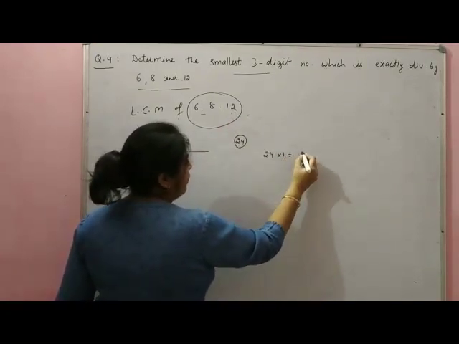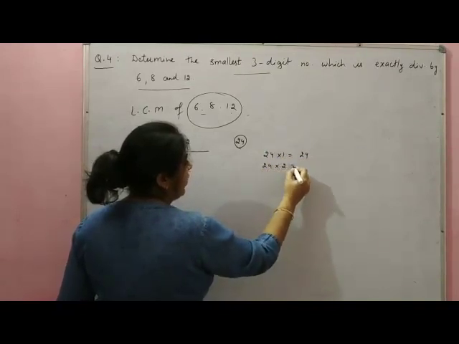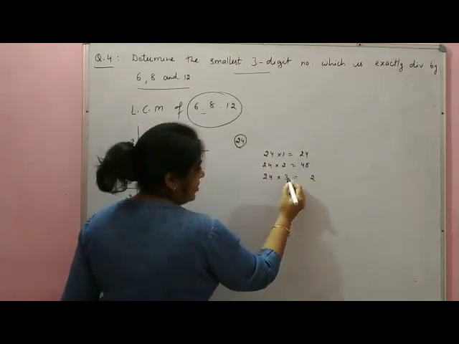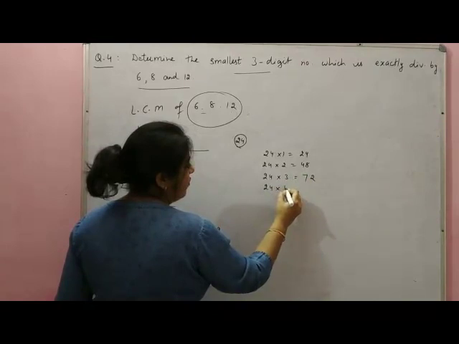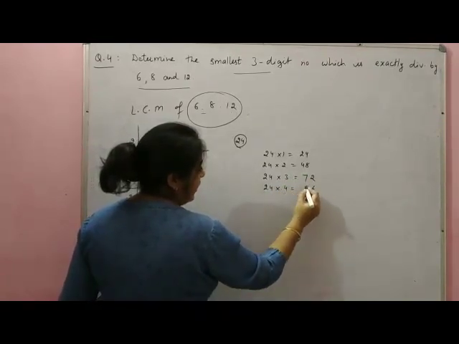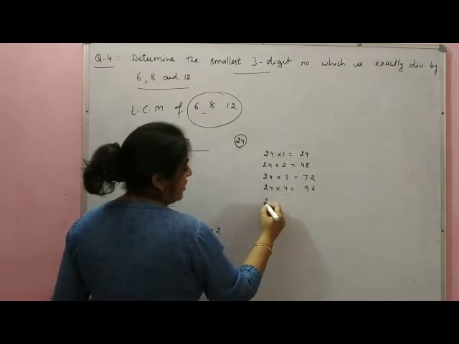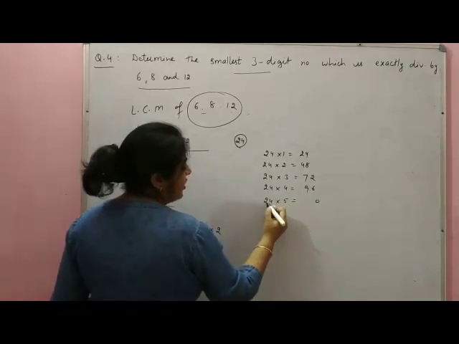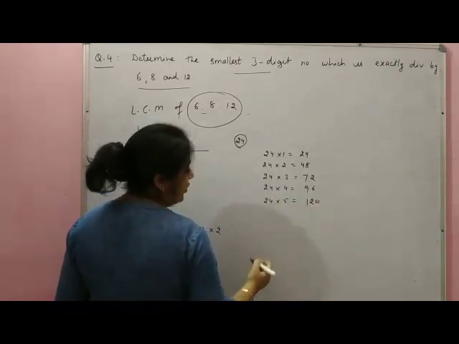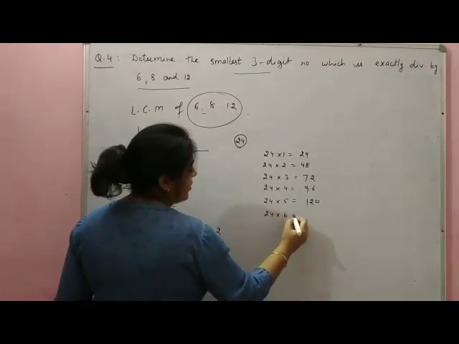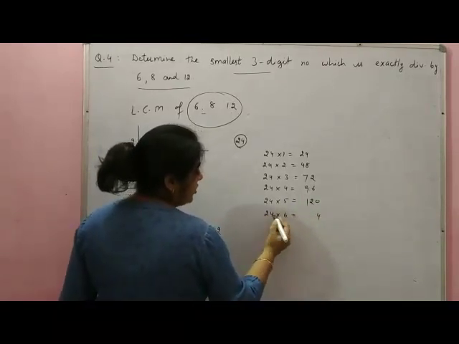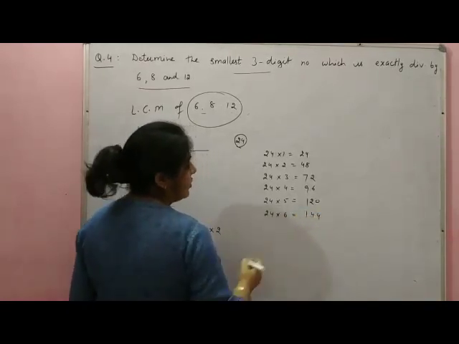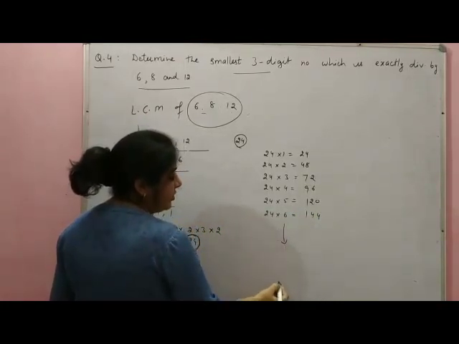24 ones are 24, 24 twos are 48, 24 threes are 72, 24 fours are 96, 24 fives are 120, 24 sixes are 144. Students, in this way we can go with the multiples of 24.